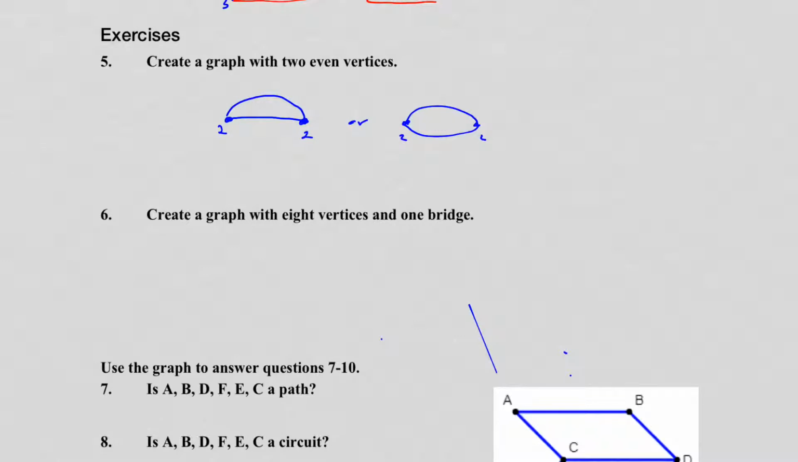Create a graph with 8 vertices and 1 bridge. Interesting. Eight vertices and 1 bridge.